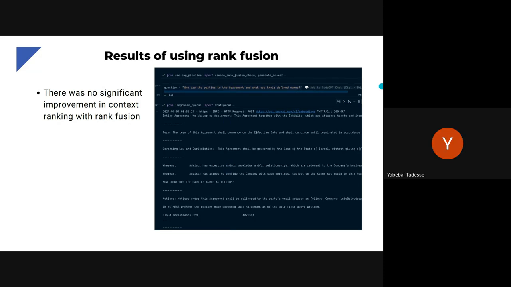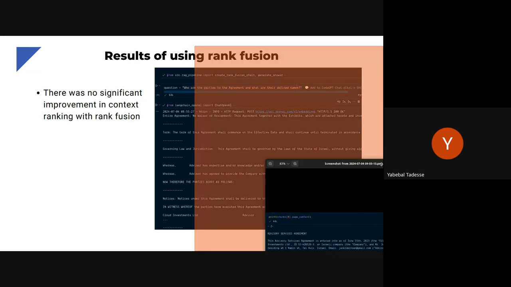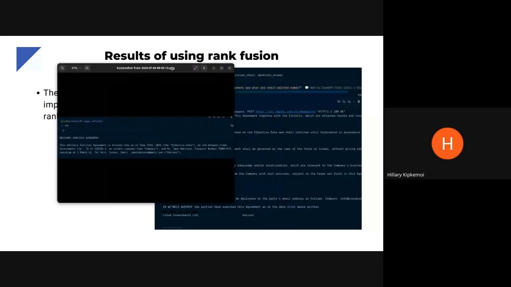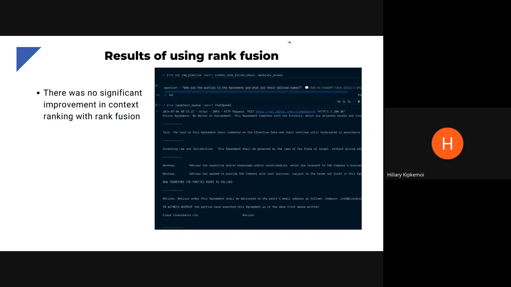And are you sure also that these contexts don't have the answer? Like the first context, for example. Doesn't it have the answer for that? So who are the parties to the agreement and what are their defined names? Let's just highlight, if you can, where is one context? The context is split by this dash. So this is the first context, but it ends, so there's no word wrapping.